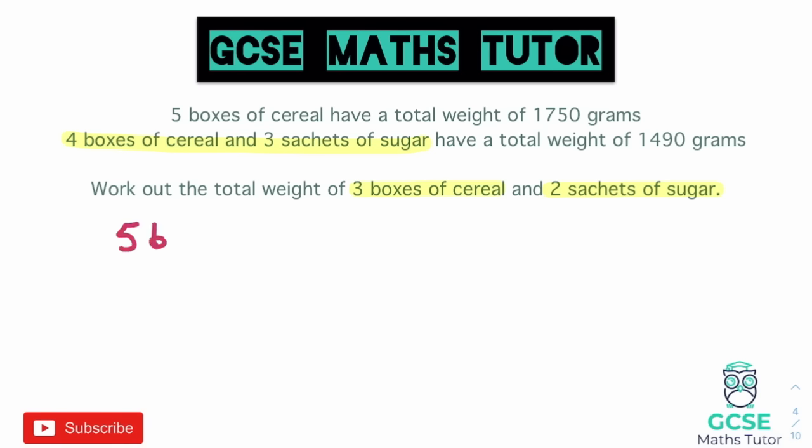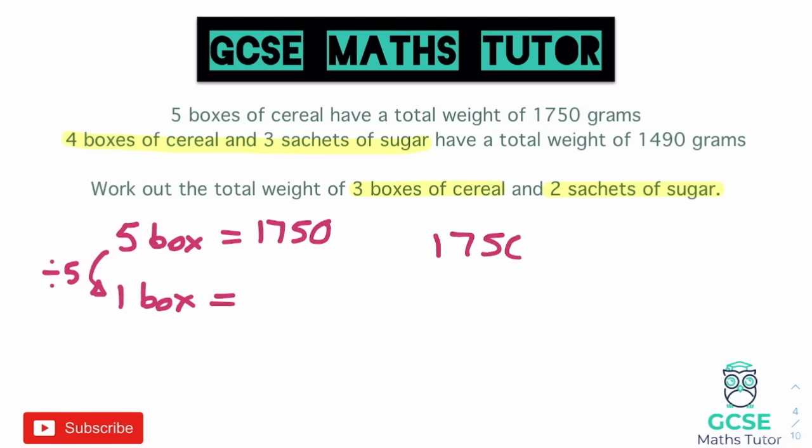So let's just have a think. We've got 5 boxes is equal to 1,750. So our first step to get the weight of one box would be to divide that by 5. So we will divide it by 5 and we'll do our working out to the side. So 1,750 divided by 5, well 5 goes into 17 3 times, remainder 2, goes into 25 5 times, and then 0 at the end. So the weight of one box is going to be 350. Of course this is in grams.